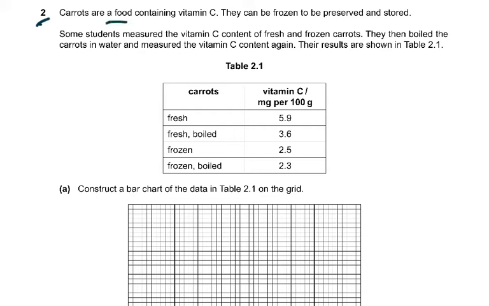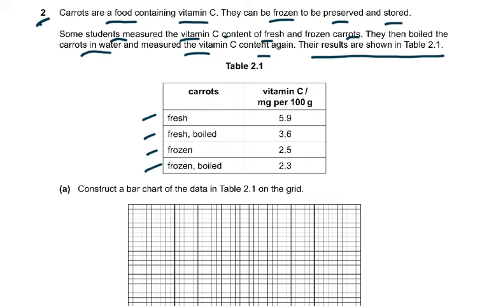Carrots are a food containing vitamin C. They can be frozen to be preserved and stored. Some students measured the vitamin C content of fresh and frozen carrots. They then boiled the carrots in water and measured the vitamin C content again. The results are shown in table 2.1. Carrots: fresh, fresh boiled, frozen, frozen boiled: 5.9, 3.6, 2.5, 2.3, vitamin C in milligram per 100 grams.